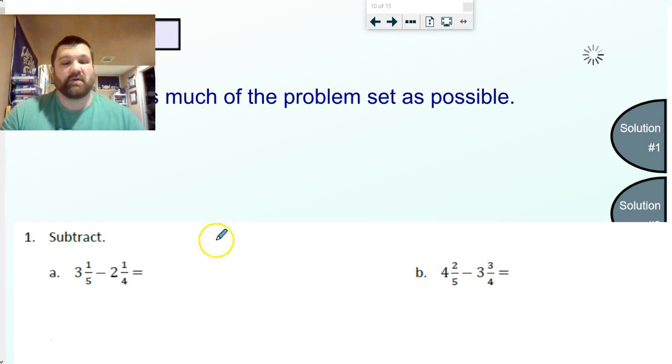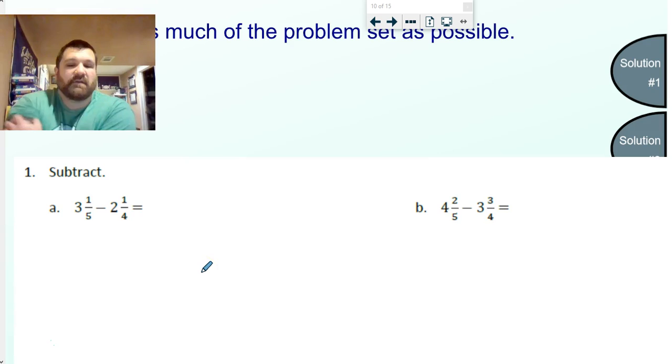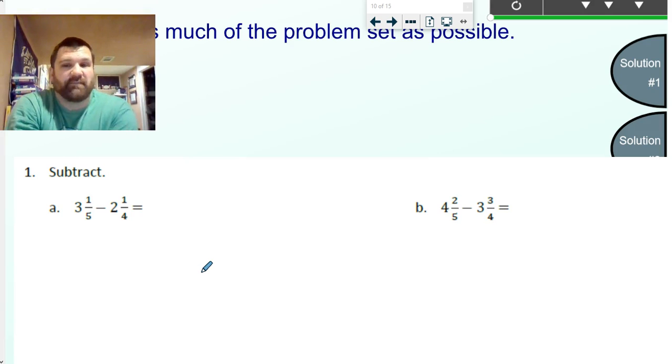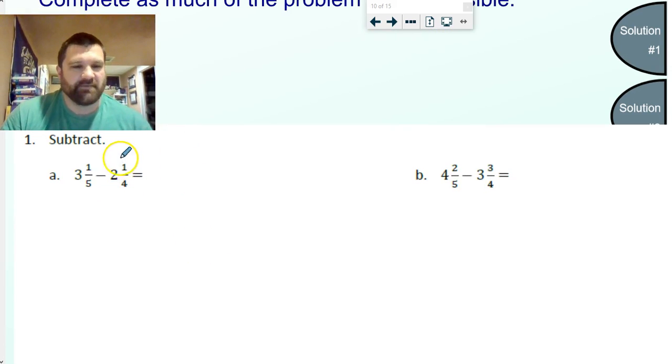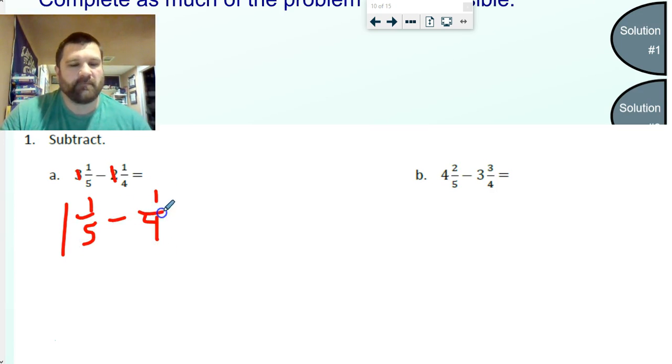Okay, so now I'd like you to do as much as possible. We'll do the first few together. You're more than welcome to fast forward if you're getting them correct and just finish and get all the answers. Okay, go. Okay, so number 1, another easy one, right? So take away our wholes, you're left with 1 1/5 minus 1/4.